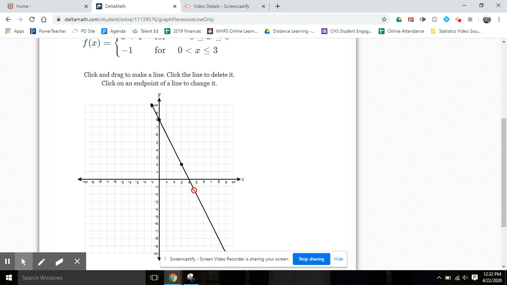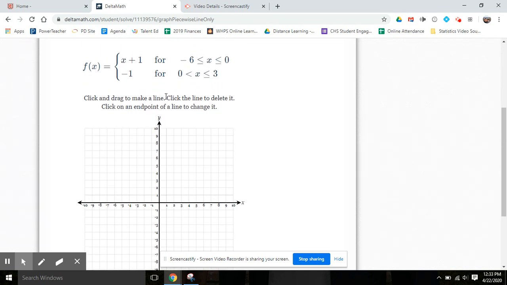Notice when I go over the line, it has a little X out. If I click that, the whole line there goes away. So I can X out any part of the line. Again, click and drag to make a line, double click to make an arrow, single click to get it back, single click to open that circle. So I'm going to delete this, and I'm going to go on and actually graph this line.